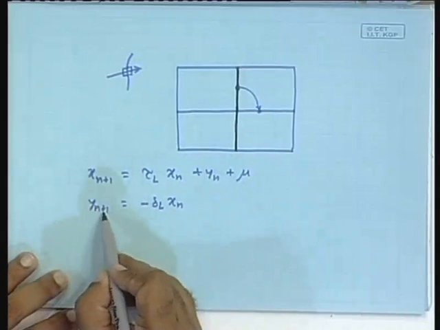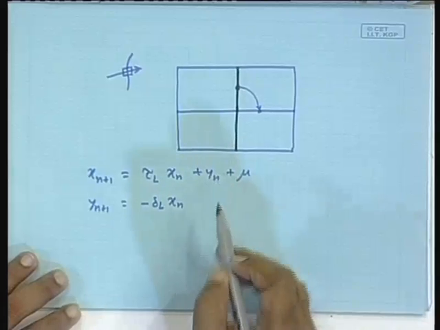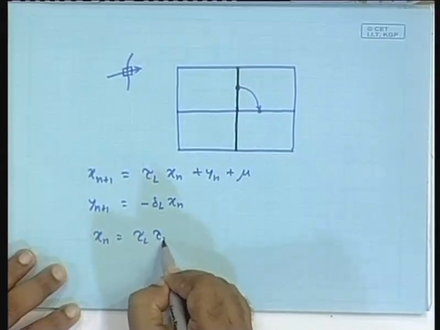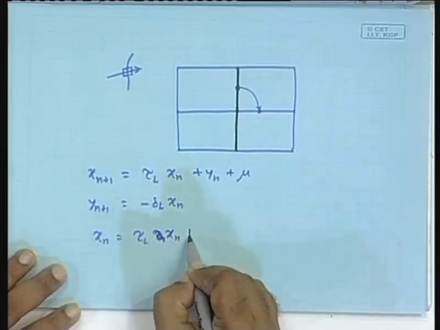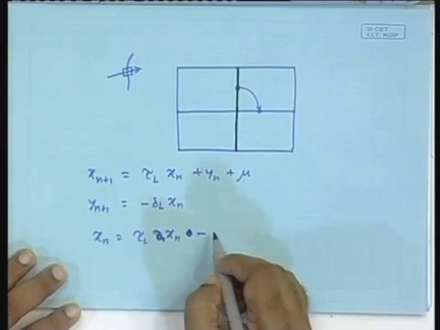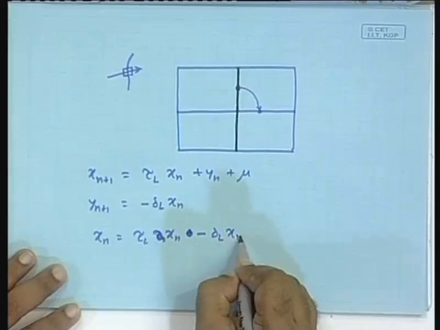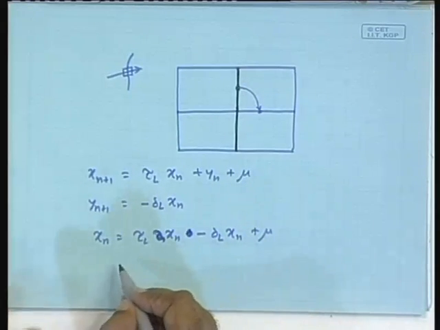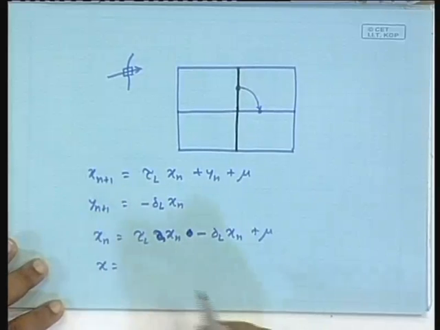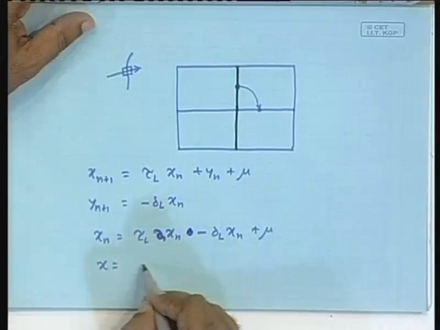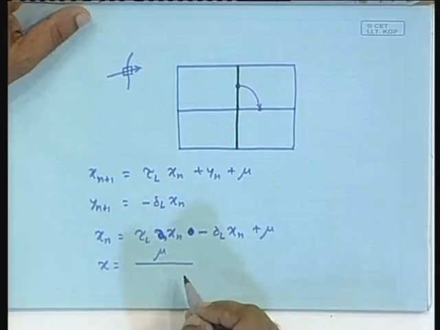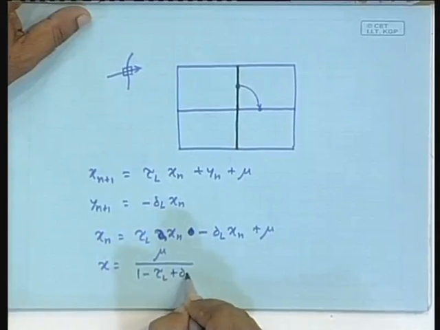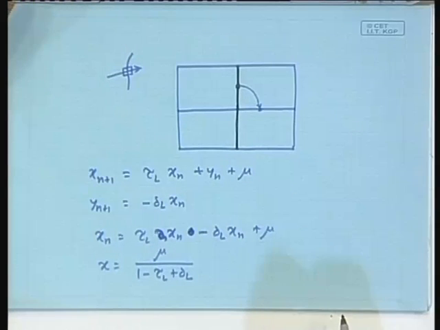If y n plus 1 is equal to y n, you can substitute it here. So, you can say x n is equal to tau L x n plus, I will substitute it here, minus delta L x n plus mu. So, from here you can obtain x n is equal to mu by 1 minus tau L plus delta L, right.